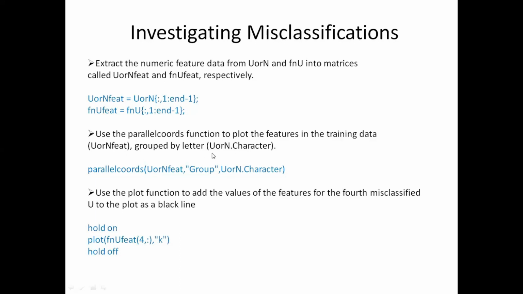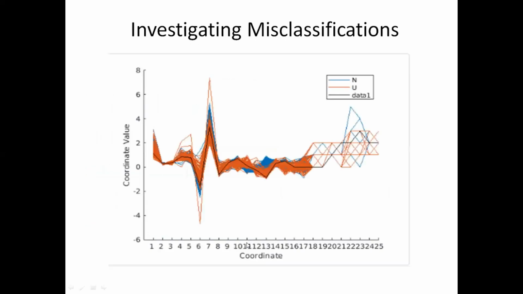That means I'm going to do the grouping based on whether it is for the alphabet U or for the alphabet N. I'm going to plot the features corresponding to alphabet U and alphabet N. And then in the same plot, I am also going to plot the features of the fourth file, where the alphabet U was misclassified as N. That is the particular data set that we wanted to investigate. So that plot also I am making in the same plot, and you can see it here in this diagram.